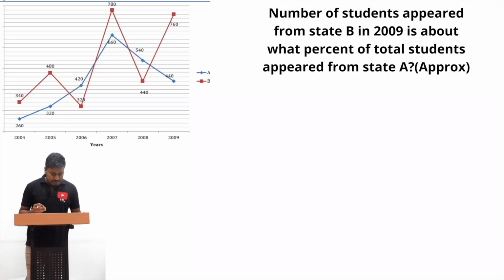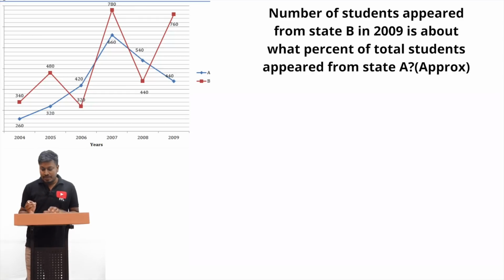So now entering into the second set of data interpretation. Here you can see there is a line chart based upon A and B: state A, state B, the total number of students who appeared for the exam in various years. Based upon this chart, our target is to solve 5 questions. Got it? So question number 1: the number of students appeared from state B in 2009. State B in 2009 is how much? 760.